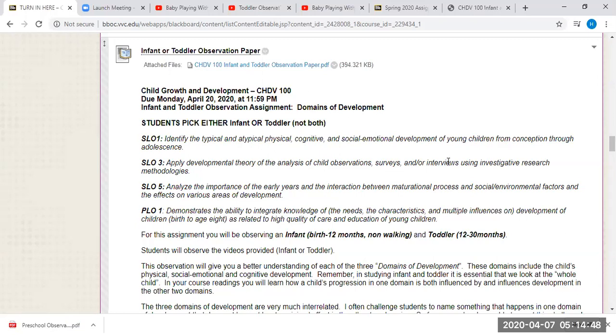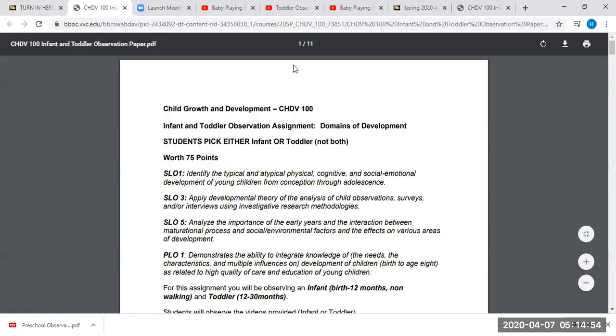I'm going to pull up the PDF to help us a little bit more because it has the grading rubric on it. So this assignment is going to be worth 75 points. Students either pick infant or toddler. You do not complete both. So please do not give me both. Don't want to stress you out more than you already are. So we're just going to do infant or toddler.